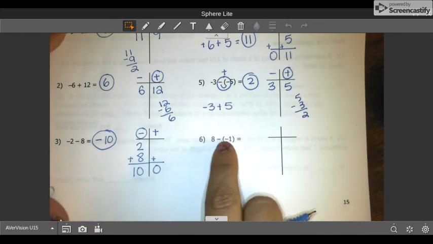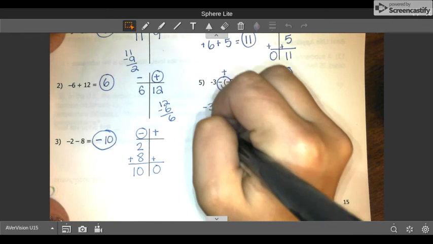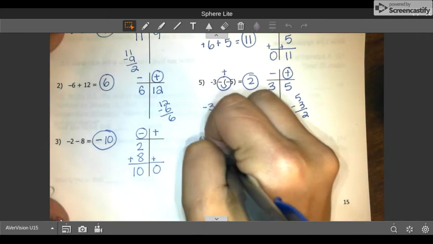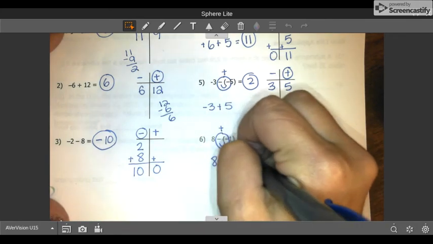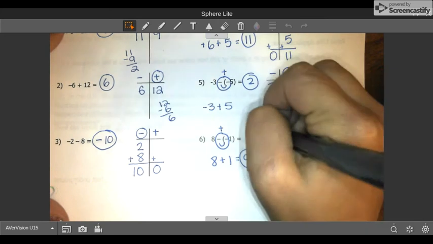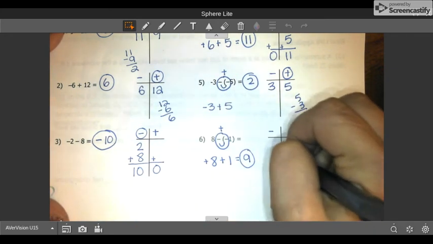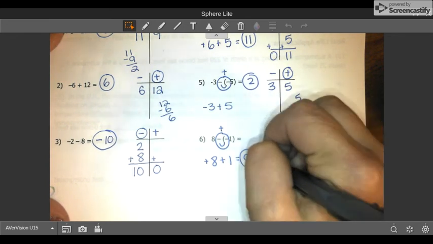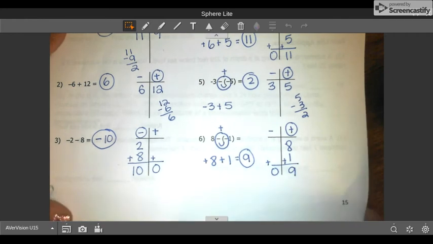Now here there's 2 signs as well. I'm going to take those 2 signs and I'm going to make them into 1 plus sign. So this is going to be 8 plus 1. Now I know that 8 plus 1 is 9. But if I did a scoreboard, I'd see that both of these numbers are being added. So positives win by 9. All right, next page.